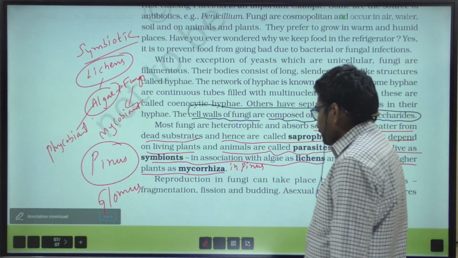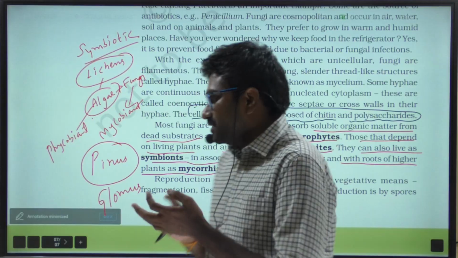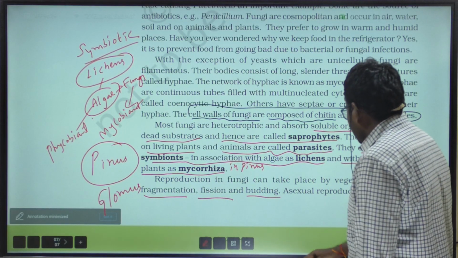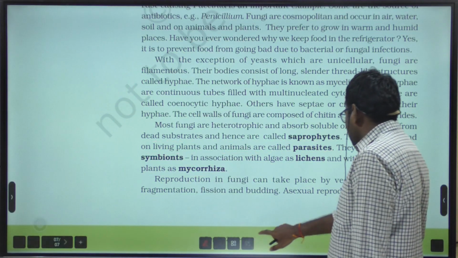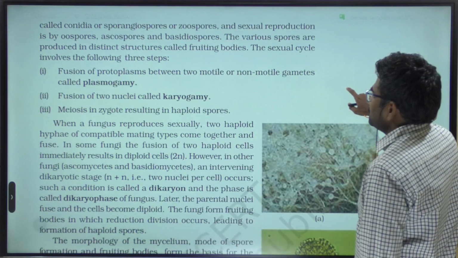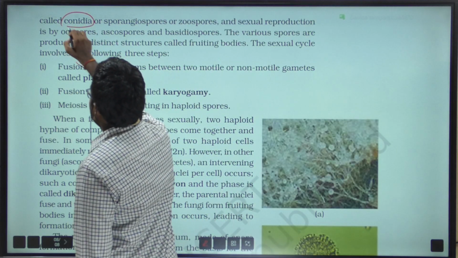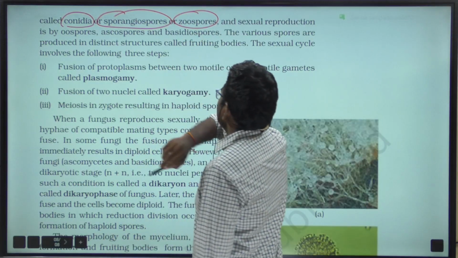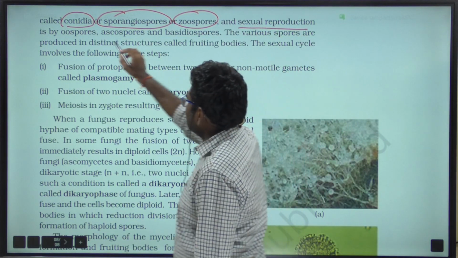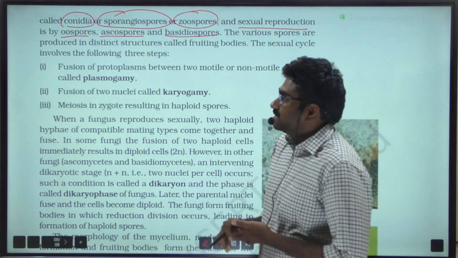Next, reproduction in fungi can take place by vegetative reproduction, asexual reproduction, and sexual reproduction. Vegetative reproduction is by fragmentation, fission, and budding. Asexual reproduction is by spores called conidia, sporangiospores or zoospores. Sexual reproduction is by oospores, ascospores, and basidiospores.